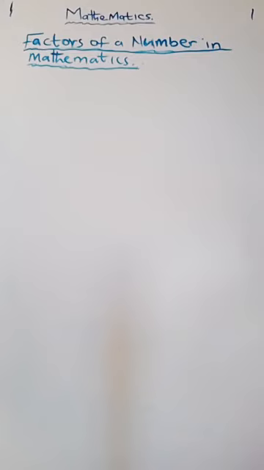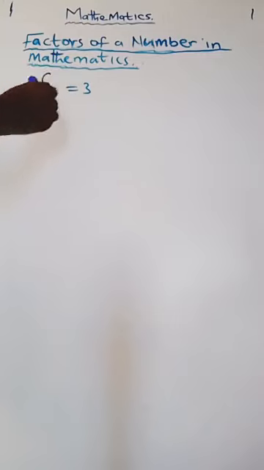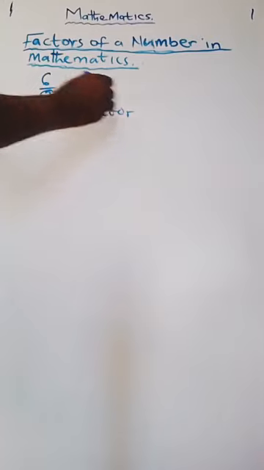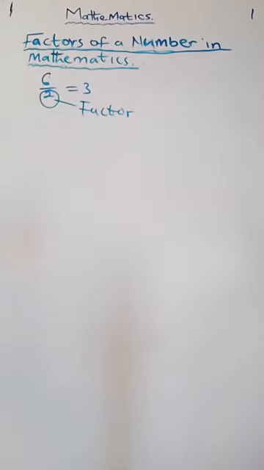Today, we want to look at another topic, factors of a number in mathematics. A factor is a whole number that can divide another whole number without any remainder. That is just a simple definition of a factor. For example, let's look at this. 6 divided by 2 is 3. 2 is a factor of 6 because 2 can divide 6 to give 3 without any remainder. That is just the meaning of a factor.